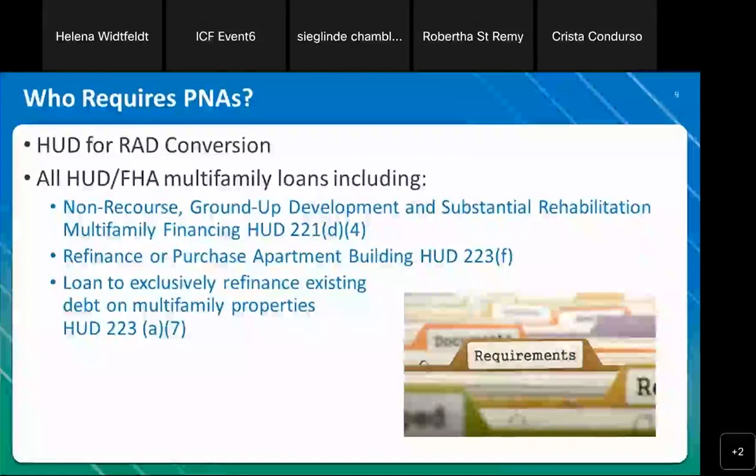Who requires the physical needs assessment? I've already alluded to the RAD conversions. It's a requirement, but also sometimes we require it or we are required to produce it when we work with HUD and family housing multifamily loans, including your substantial rehab, multi-financing, and you see some numbers here, when we do a specific loan type on the HUD 221(d)(4) loans, or a HUD 223(f) loan, the loan types that are used for financing or purchasing or rehabbing buildings.